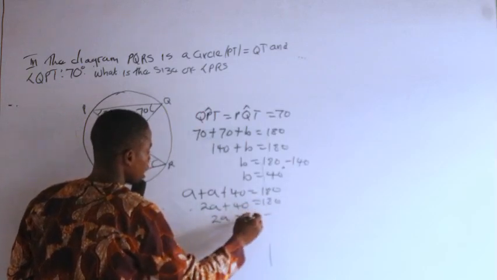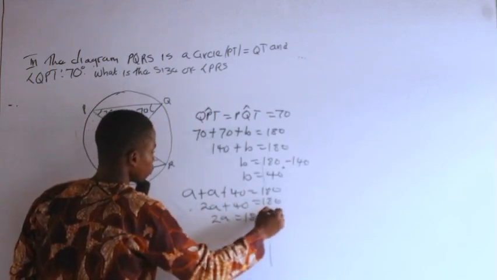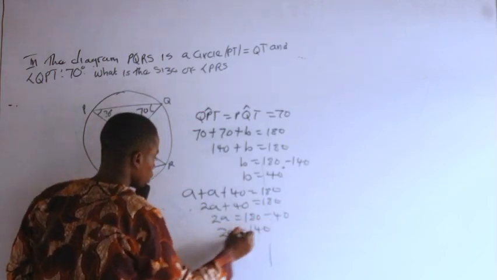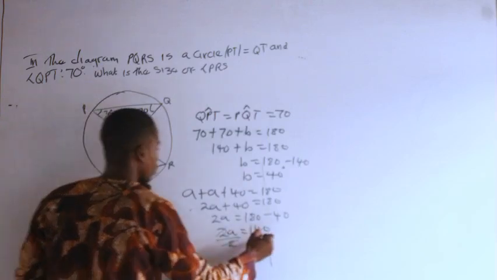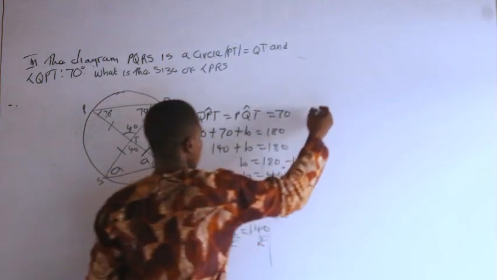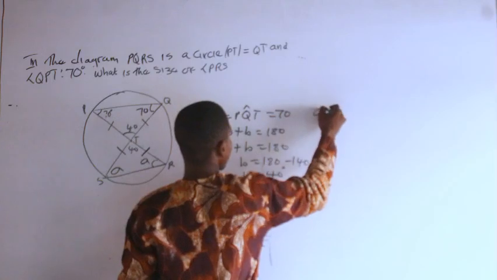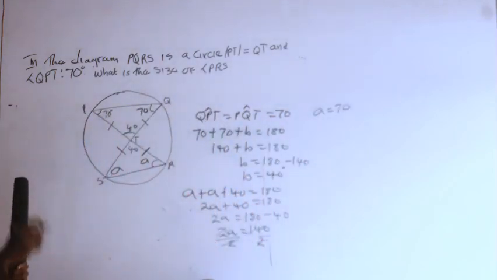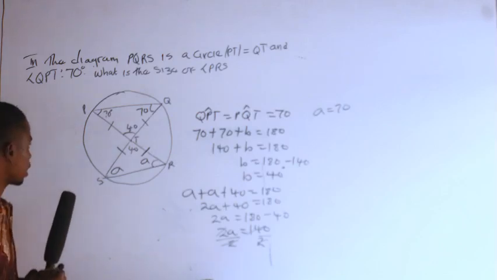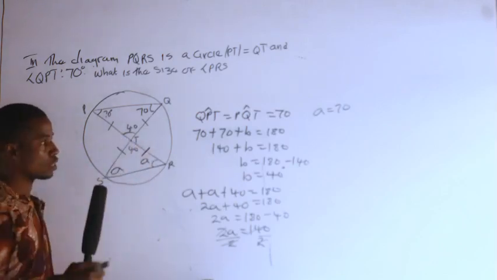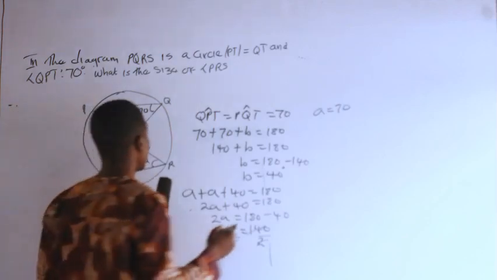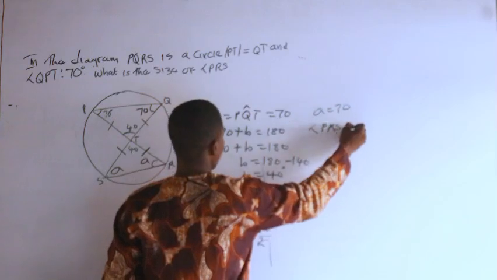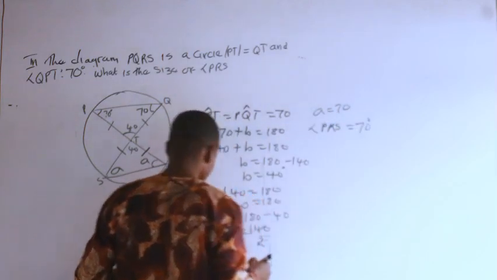2A equal to 140. All over 2. All over 2. The answer is A equal to 70. Are you getting me now? The angle of A here is 70. And we now say angle PRS equal to 70 degrees. That's the angle.